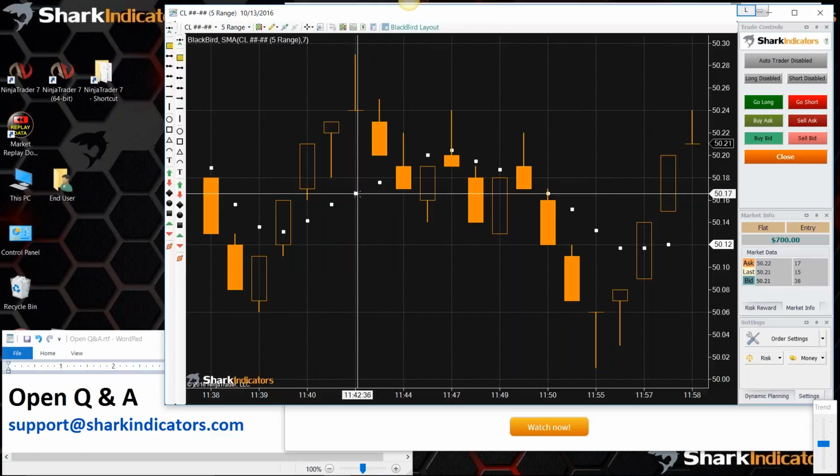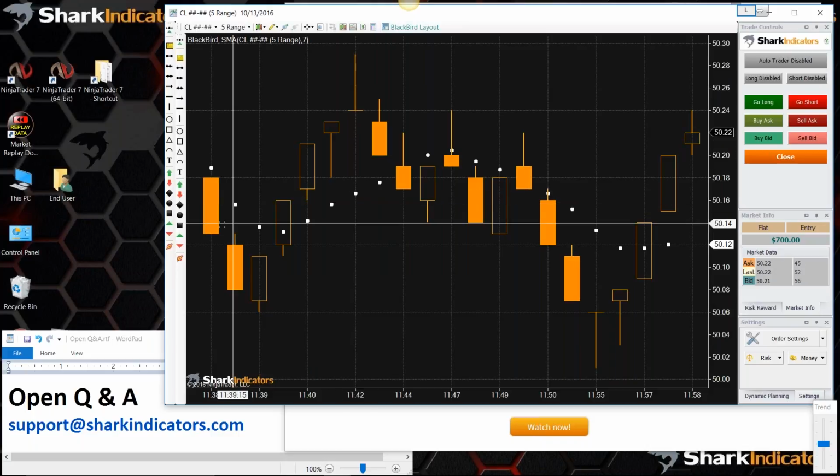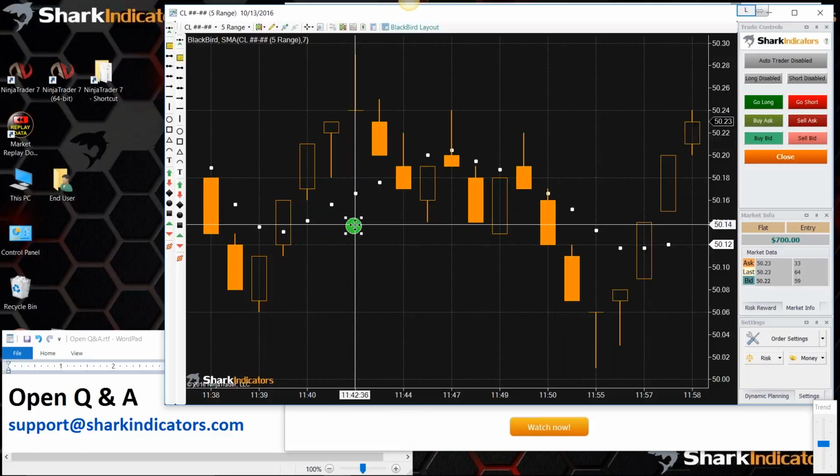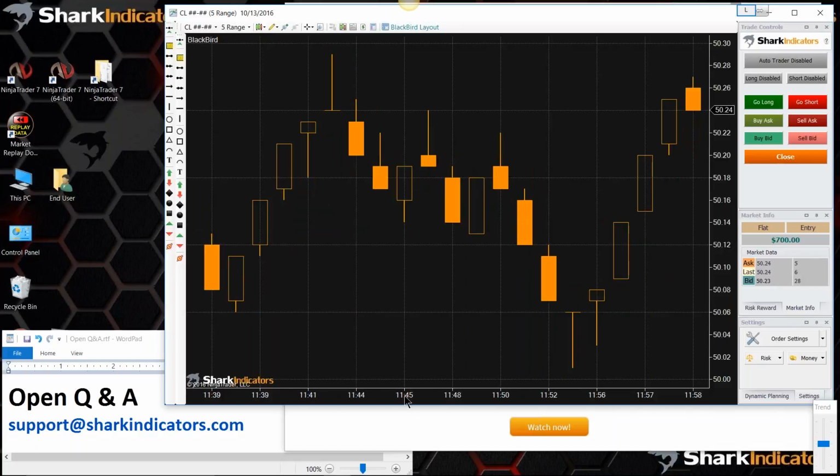So if it's a dot that's a plot, then that can definitely be read by BloodHound or BlackBird. It all depends on which dot we're talking about. NinjaTrader has two different dots: one's a plot from an indicator and the other one's just a chart marker. Chart markers are not readable, but plots are.